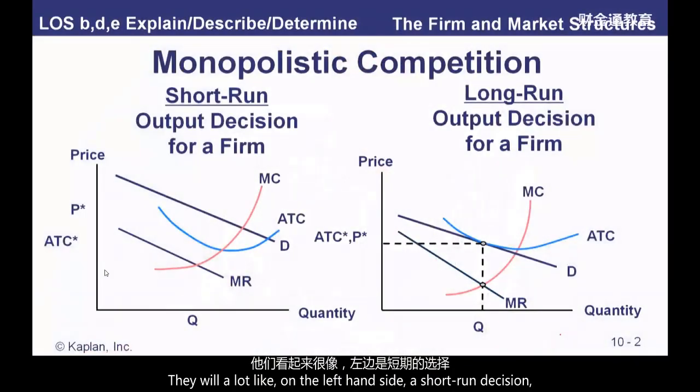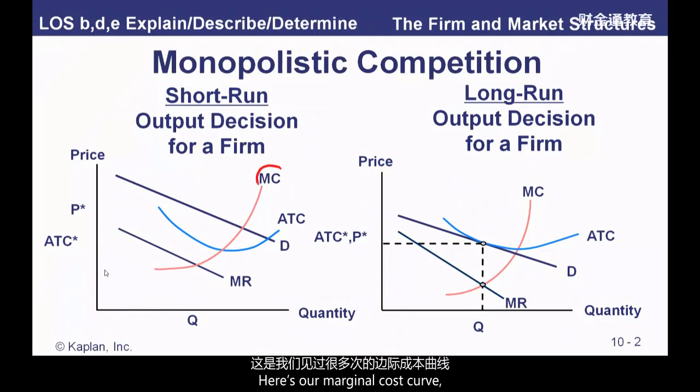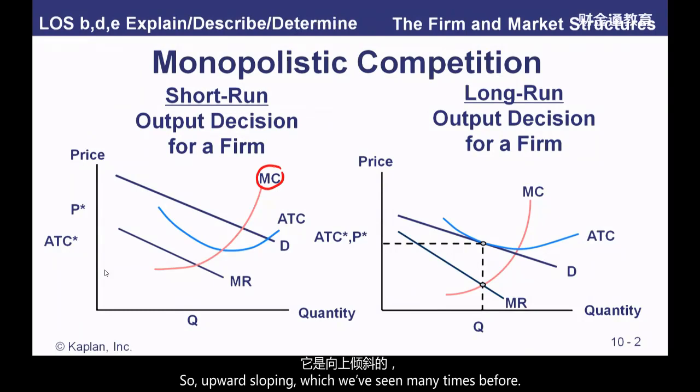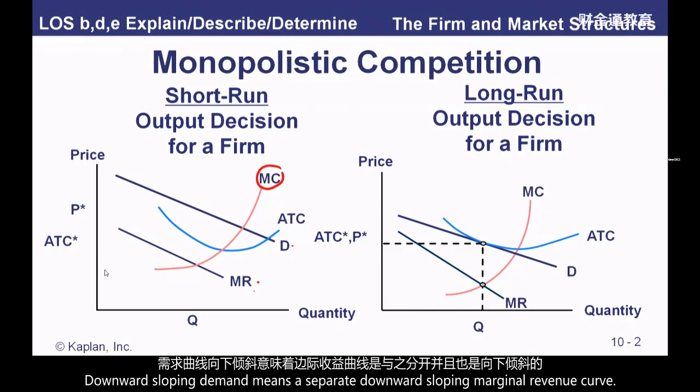This is what it'll look like. On the left-hand side, a short-run decision. Here is our marginal cost curve. So upward sloping, which we've seen many times before. Here's our demand curve and marginal revenue. Downward sloping demand means a separate downward sloping marginal revenue curve.